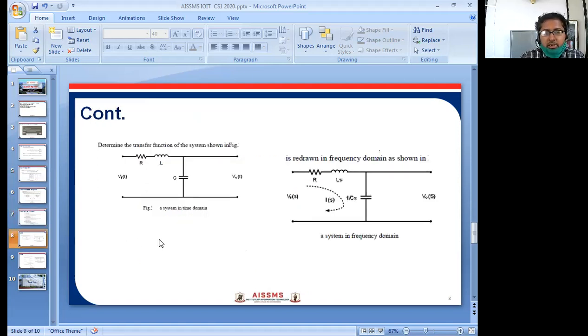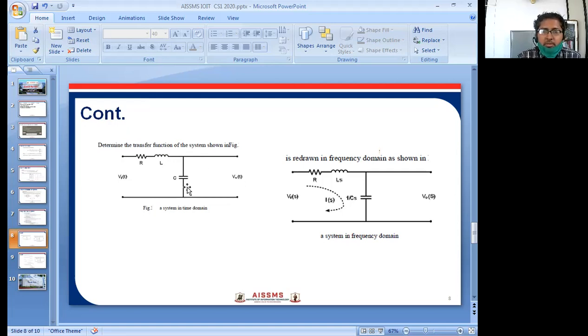So particularly, let us take one example of how to find the transfer function for this electrical system. Here there is some resistance, then some inductor, then some capacitor. Overall the system is written in the time domain with v0, that is the output voltage, in the time domain.